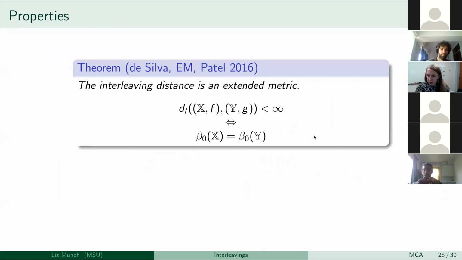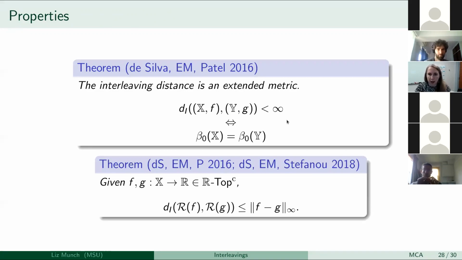You can prove a bunch of stuff about this that is nice for what we're doing. So for instance, this is an extended metric in the case of Reeb graphs. In particular, it does potentially take infinite value. Infinite value means you can't build an interleaving, and that happens if and only if you have different numbers of connected components.